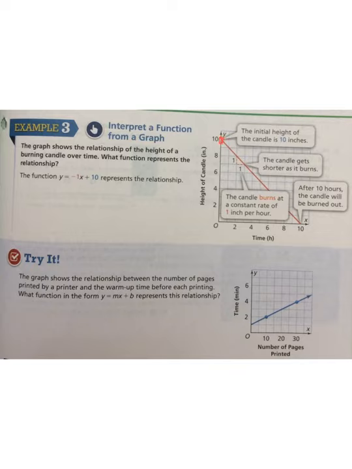Well, what happens to candles as we burn them? As we burn the candle, the size of the candle or the height of the candle is going down. So that 10 would be your y-intercept, the beginning value, how tall it began. And then since this one is going down, it's decreasing, our slope is negative. They found that the slope is decreasing by 1 inch per hour. So that slope there would be the -1, and it's 1 inch per hour.